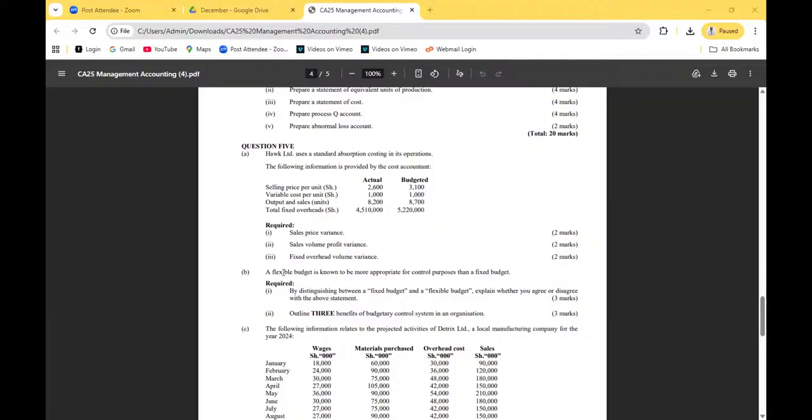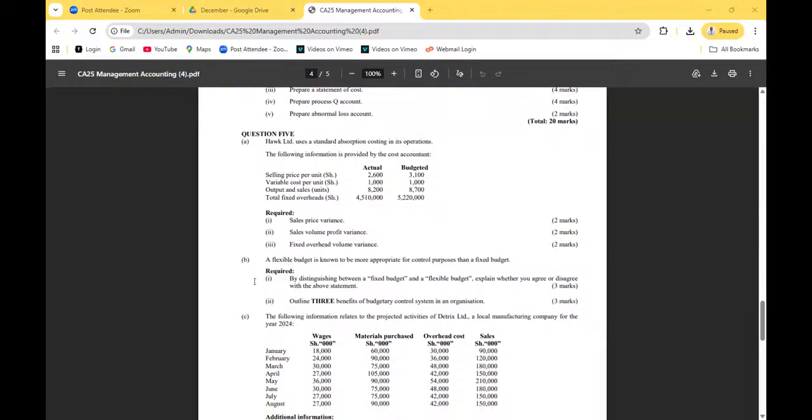All right? It allows for comparison. Remember the real variances you are getting, you are to flex first. So after flexing, you are now comparing the flexed budget with the actual results. The difference between them was giving you now the real variance. Thank you. That is what we have there. So we are agreeing with it.